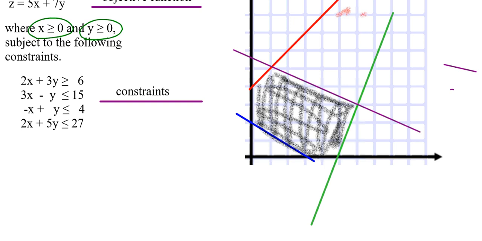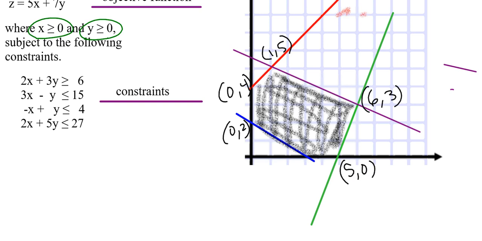And then here are my key points again. I'll label them on here again: 0, 2, 0, 4, 1, 5, 6, 3, 5, 0, and then 3, 0.